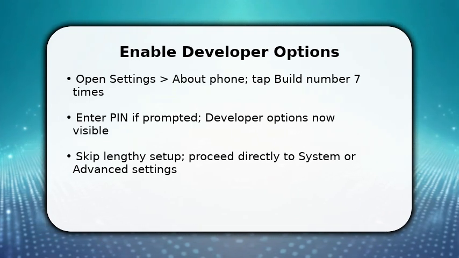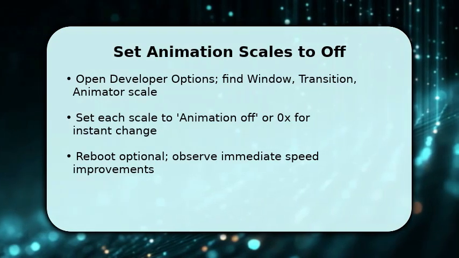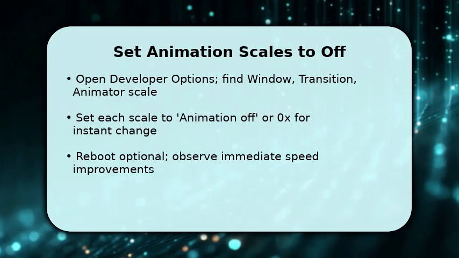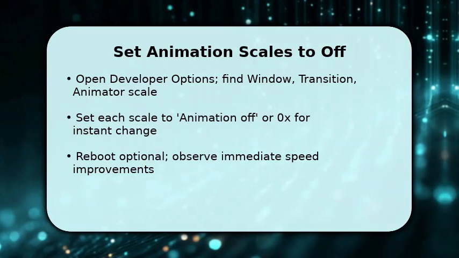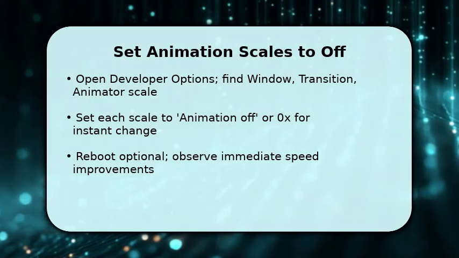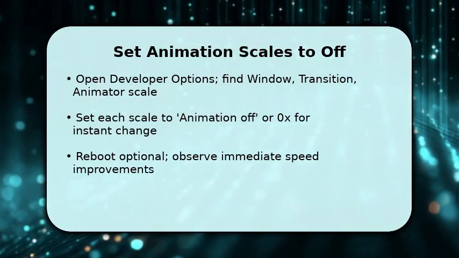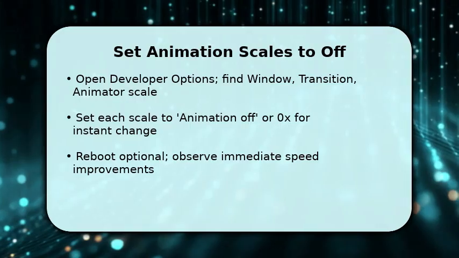You now change 3 animation scales to remove delays: Window Animation Scale, Transition Animation Scale, and Animator Duration Scale. Tap each and set them to Animation Off or 0x so UI responses are instant. Once applied, transitions and app openings will feel much snappier because the system skips interpolation frames.